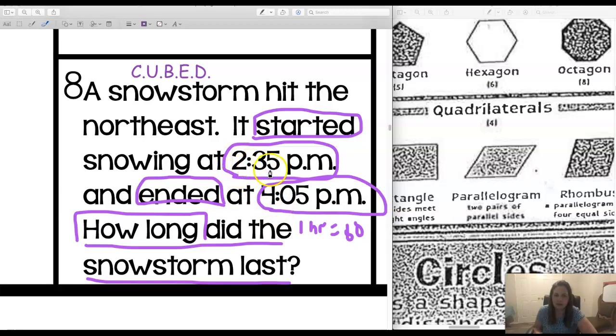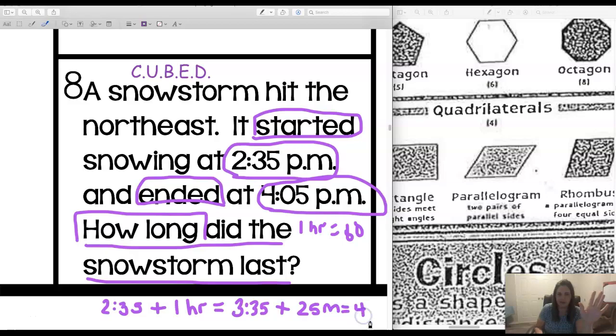I'm going to think in my head, okay, 2:35, and if I add an hour, that's 3:35. So let's think down here. 2:35 plus 1 hour, or 60 minutes, however you want to say that, would then be 3:35. And it didn't end until 4:05. Then I'm going to count up till I get to 4. So 35, 40, 45, 50, 55, 60. Okay, I counted by 5. So if I was going to do minutes, 5, 10, 15, 20, 25 minutes. So right now, if I added 25 minutes, I would now be at 4 p.m. and it ended at 4:05 p.m.